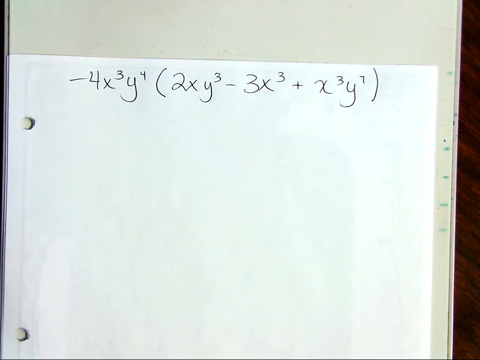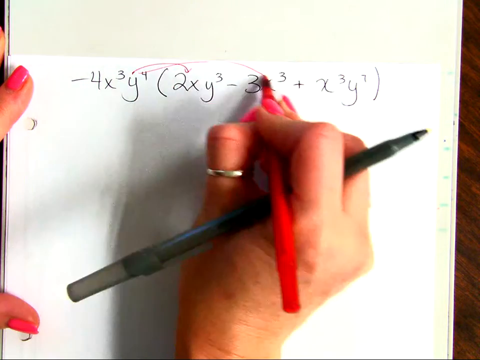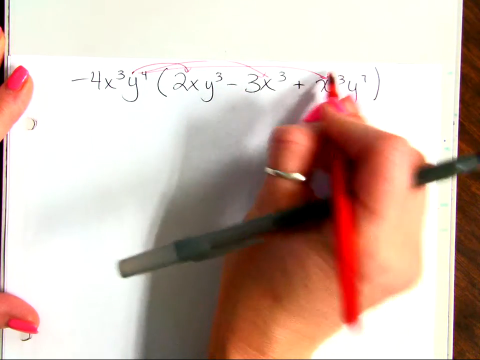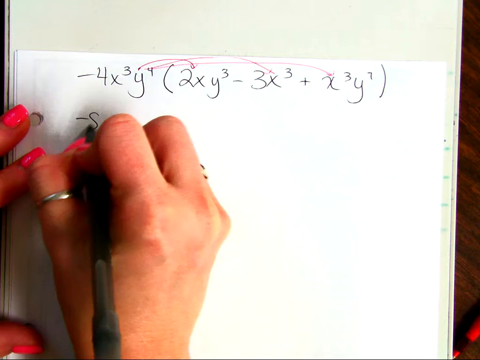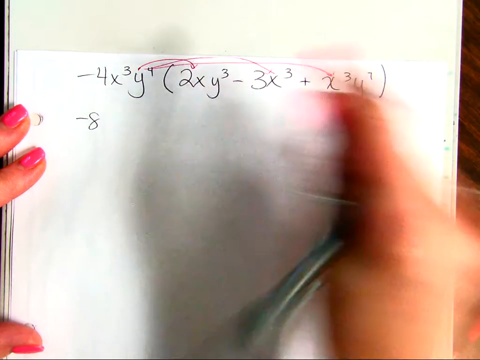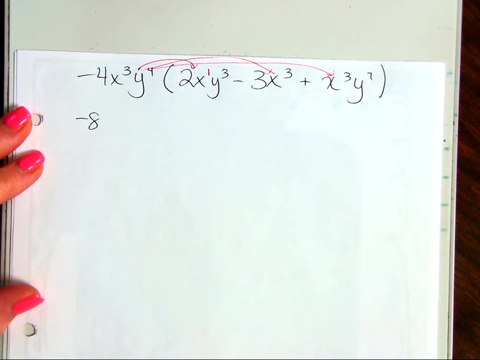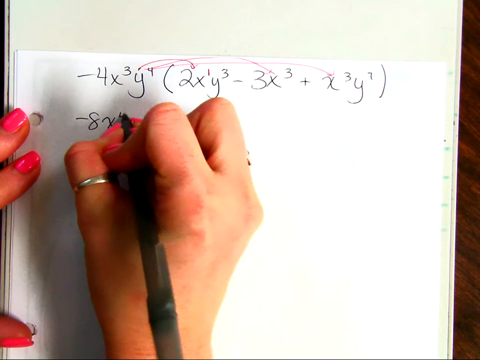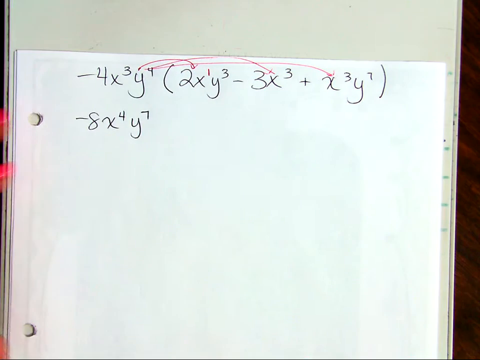So distribute. And treat this as 3 little mini problems. So negative 4 times 2 is negative 8. 3 plus, be careful, 1 is 4. And 4 plus 3 is 7. They're just little mini problems. Do you see what I did?